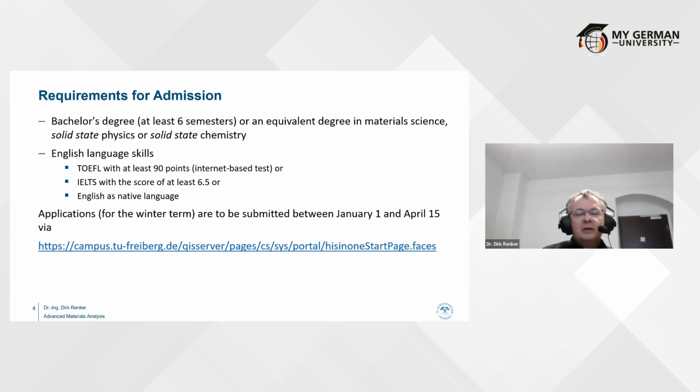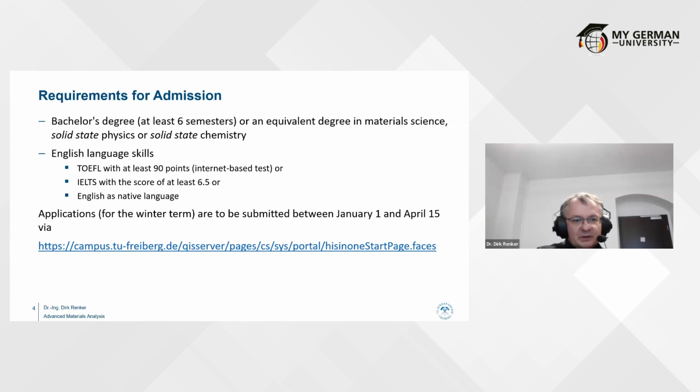Therefore, we have an online application portal. You see the address. In this case, it's a master course, so don't use Uni Assist. Uni Assist doesn't work for applications for this master course. I think it's only possible for bachelor degrees, for bachelor courses.